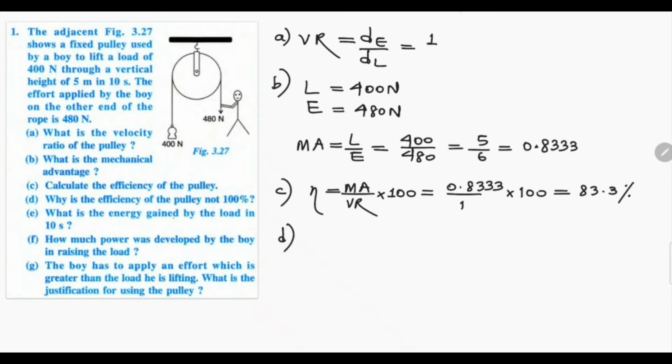D part is theoretical. Why is the efficiency of the pulley not 100%? Because some energy is wasted in overcoming the friction. Correct?